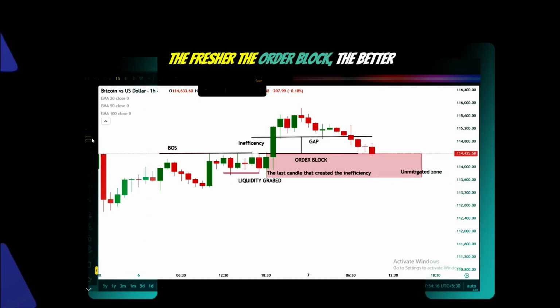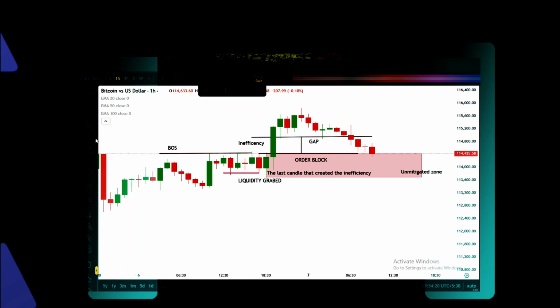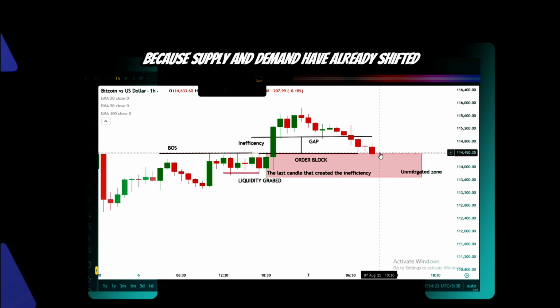Third, freshness of zone. The fresher the order block, the better. If price spends too long before revisiting it, the effectiveness drops because supply and demand have already shifted.